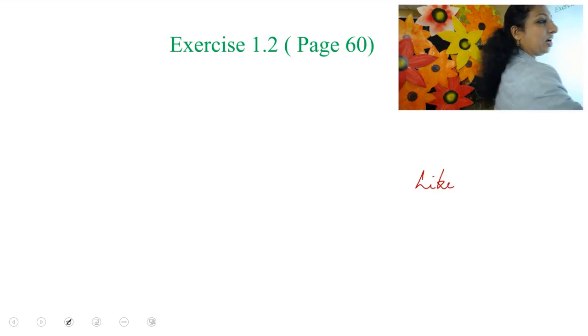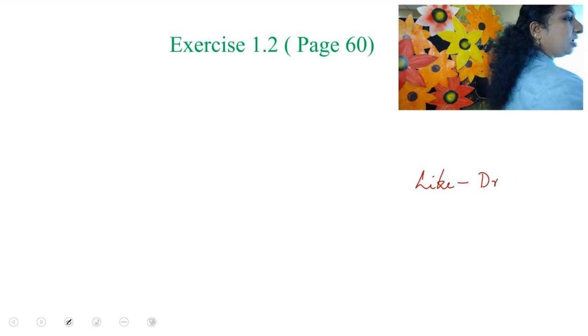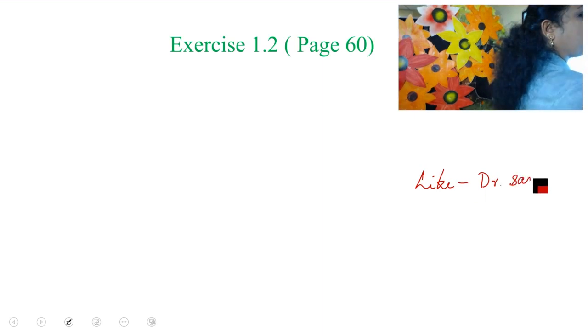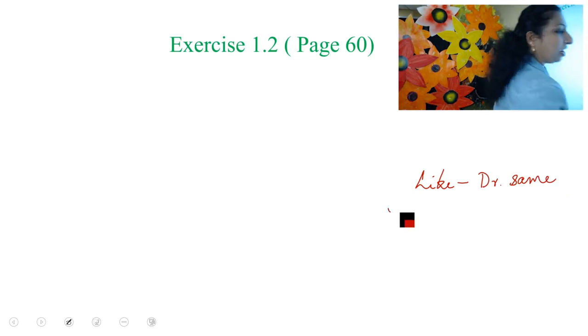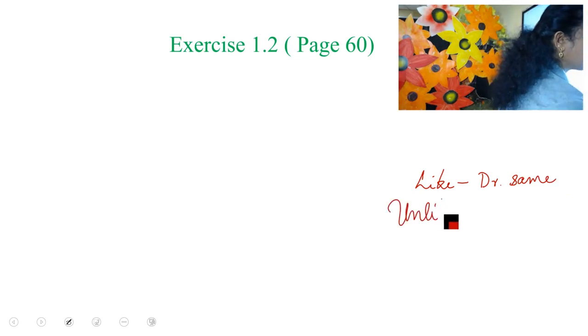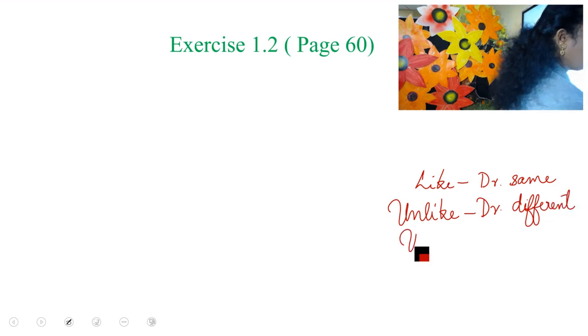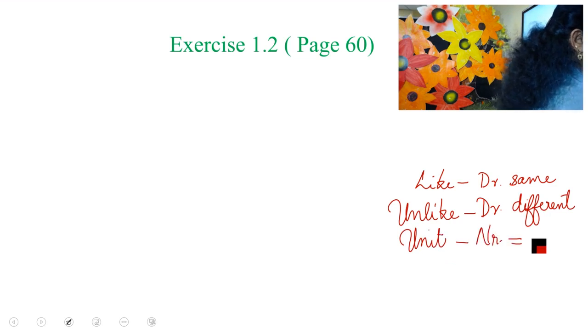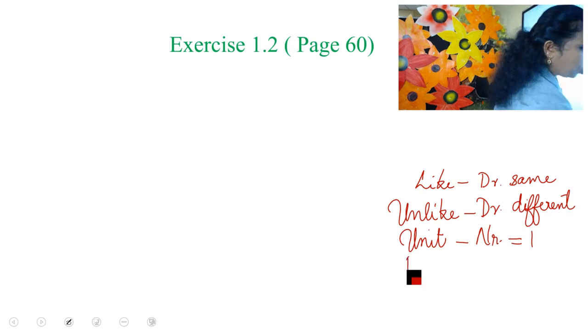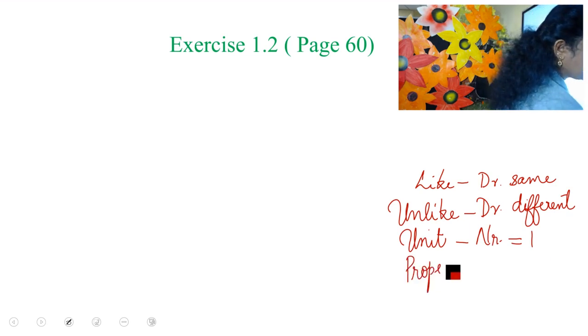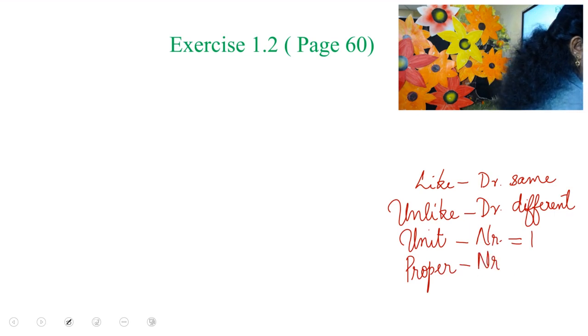Like fraction means denominator same. Then unlike fraction, denominator different. Don't forget this. Unit fraction, numerator equal to 1. Then proper fraction, numerator is less than the denominator.